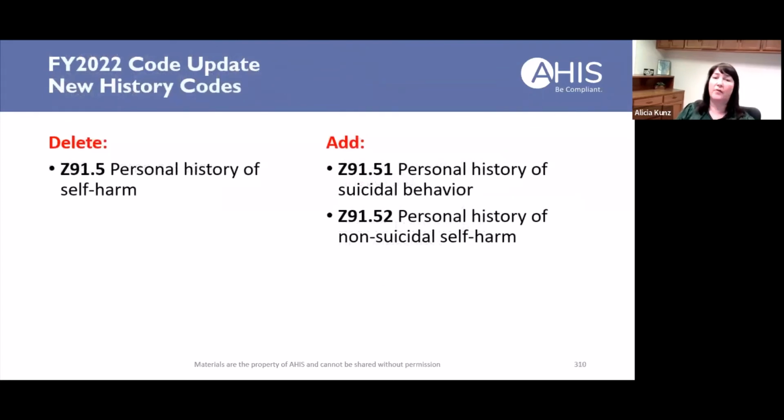Personal history of self-harm, Z91.5. They've expanded that from 4 characters to 5. So now we have personal history of suicidal behavior versus personal history of non-suicidal self-harm. So in the past, we just had this self-harm code. We didn't have enough information to delineate the two. So now you have the two.